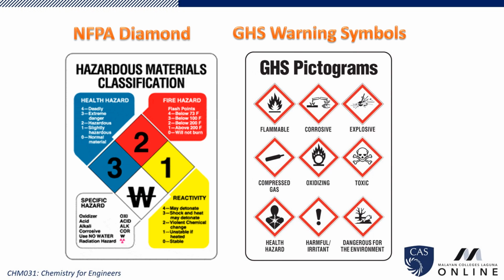Under NFPA diamond, your hazards can be classified into four. We have health hazard, fire hazard, and reactivity, which are scaled from 0 to 4. We also have specific hazard, which has a chemical or a letter symbol. For GHS pictograms, they are straightforward and the picture shows what happens to the chemical.